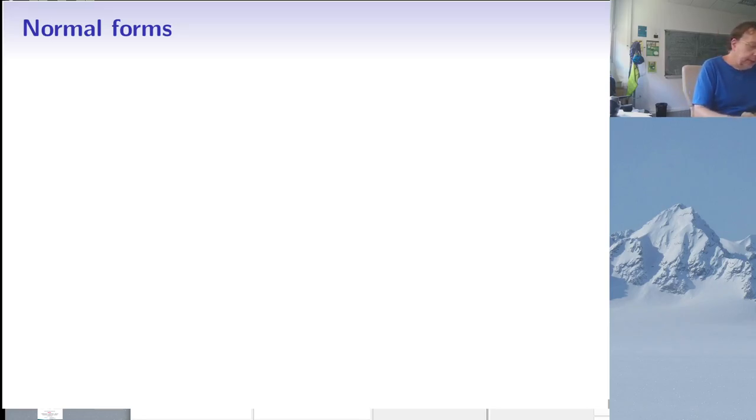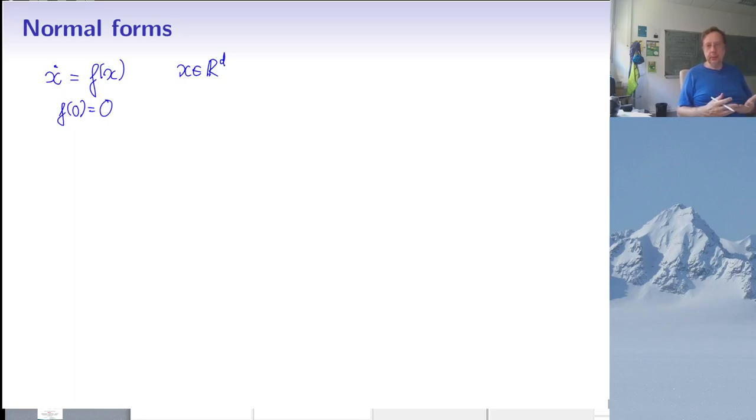So let me consider the case where we have a differential equation, x dot is f of x. For now, I'm not putting a parameter, that will come a bit later. And here x can be in several dimensions. Let's say x is in R^d for some integer d. And let us assume that f of 0 is equal to 0, so this means that 0 is an equilibrium point.